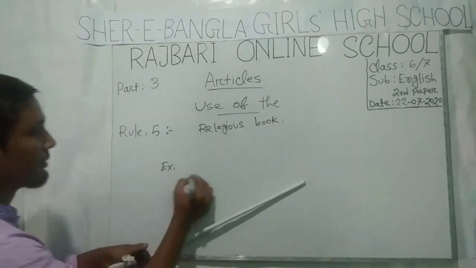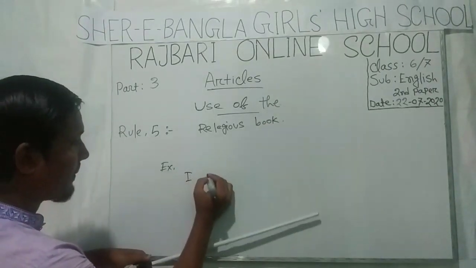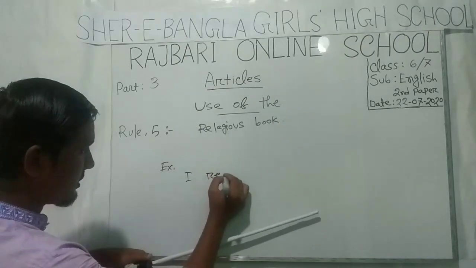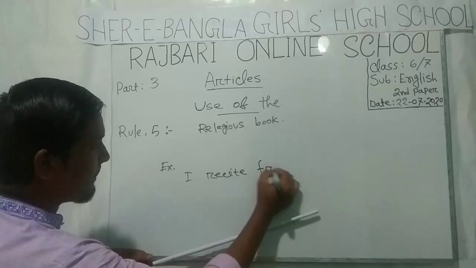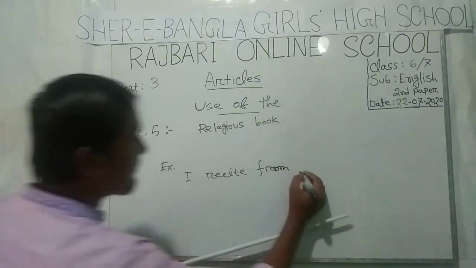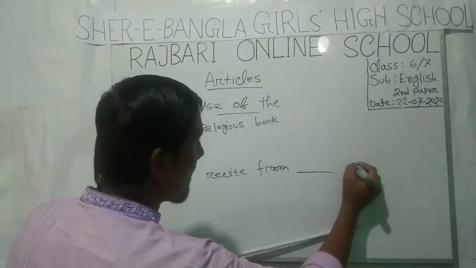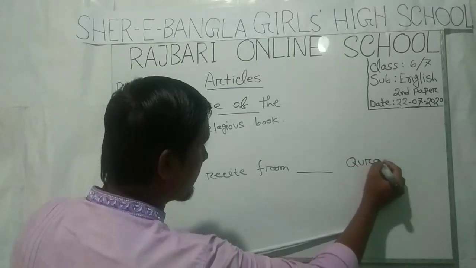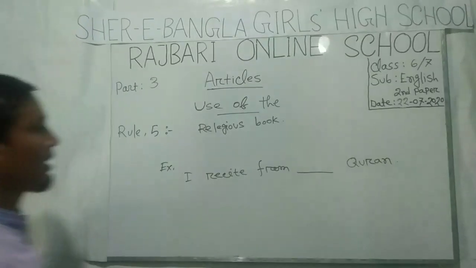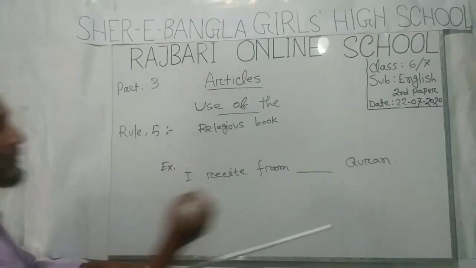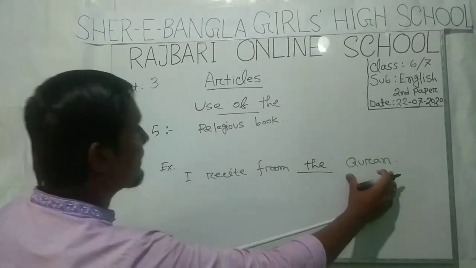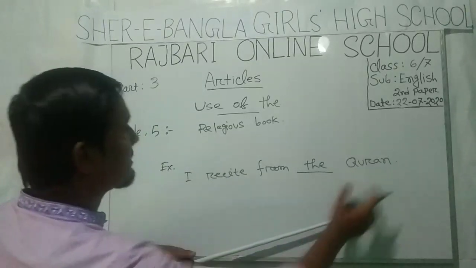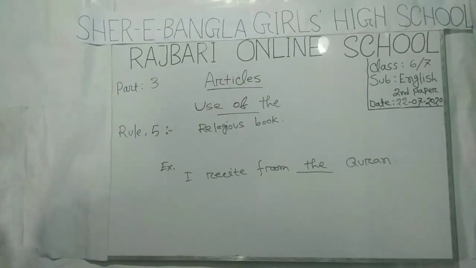For example, I recite from dash Quran. I recite from the Quran. This is the name of a religious book. Okay, for this reason you have to use "the" also.